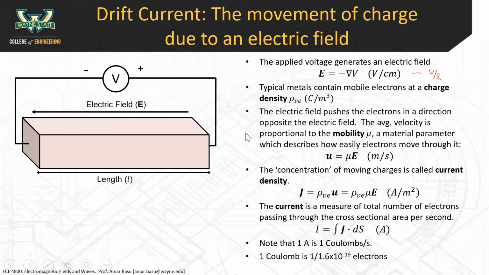So this material contains charges in here. As I said, most metals contain electrons that are loosely bound to the lattice. These electrons can hop back and forth from state to state, so they can move, and that's what really makes the material conductive. The electric field pushes the electrons in a direction opposite the electric field. So the electric field is pointed from right to left, and so the electrons are going to move from left to right. They move opposite the electric field. If there were positive charges, they'd move in the same direction.